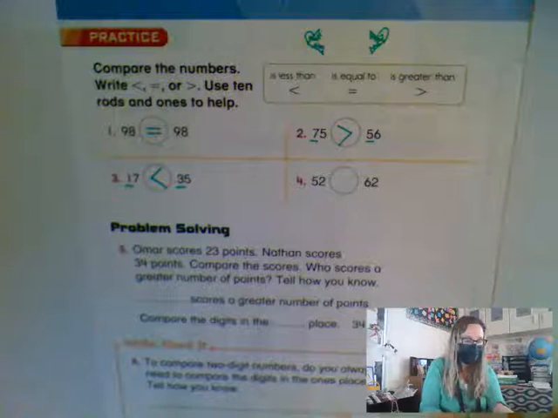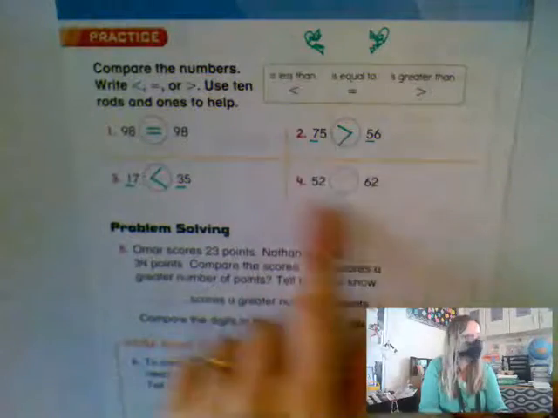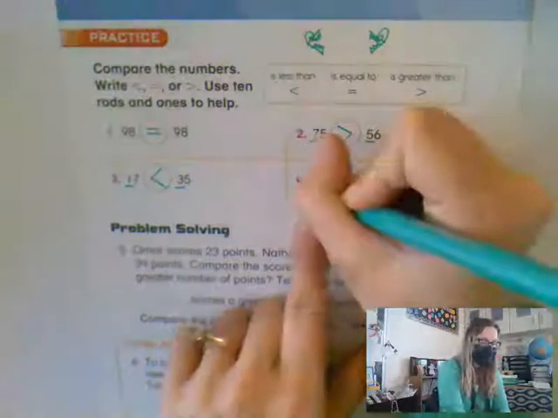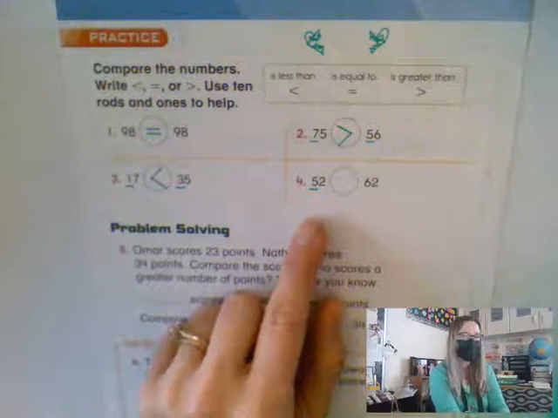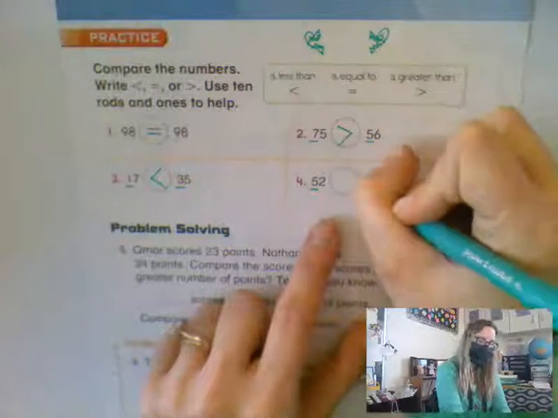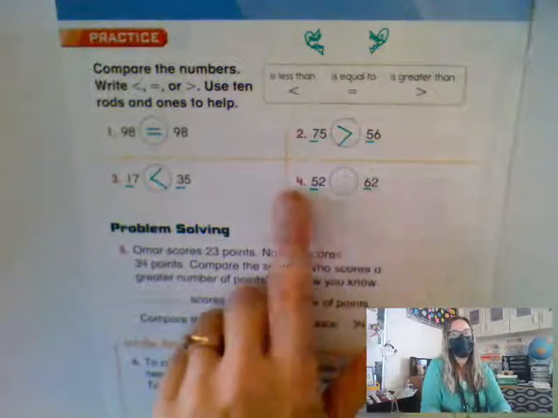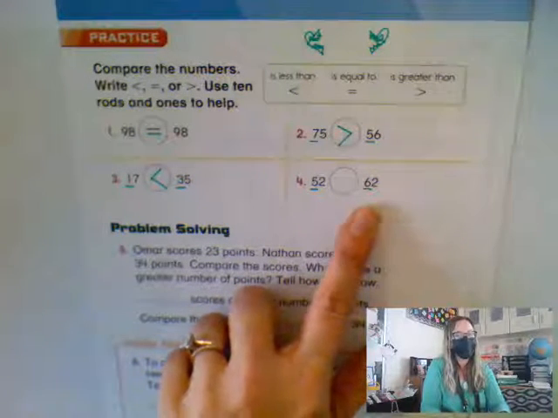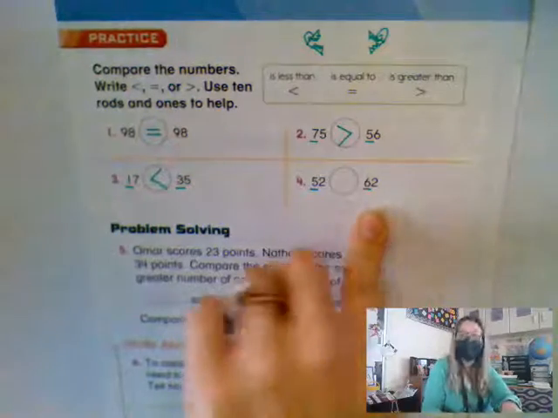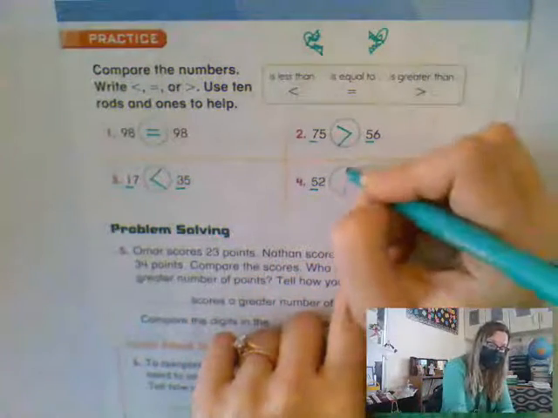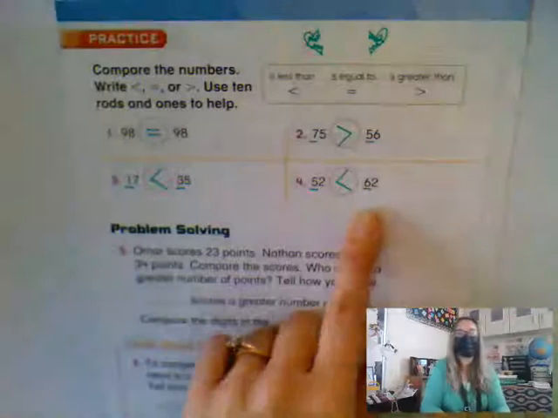Okay? Now, Isaac, let's look at number 4, okay? Here, we start with the tens place, right? We have a 5 in that tens place, so that's 50. And here we have a 6 in that tens place. So, Isaac, which one has more tens? 62. So we know that 62 is the greater number. So we're going to draw our Allie eating the 62.